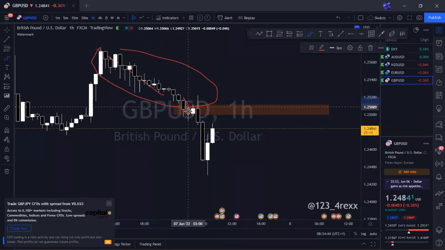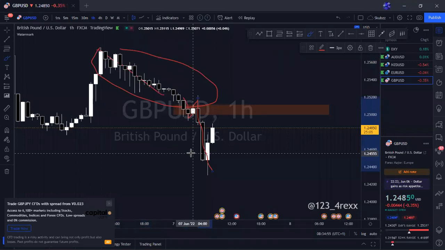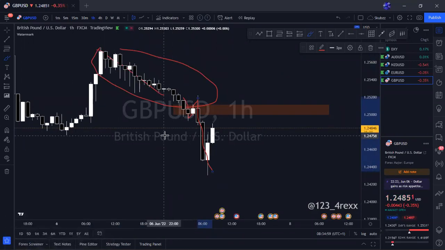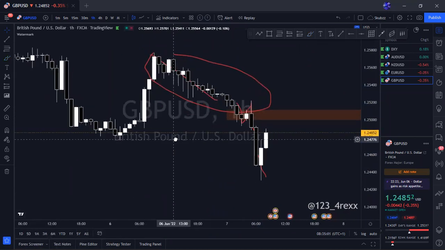Because at this point here, we had a very small retracement, one candlestick, and then we flushed to the downside. So GBPUSD is always tricky, and I'm not an expert on this pair. If it was AUD and NZDUSD, I can vouch for them, but GBPUSD is always tricky.